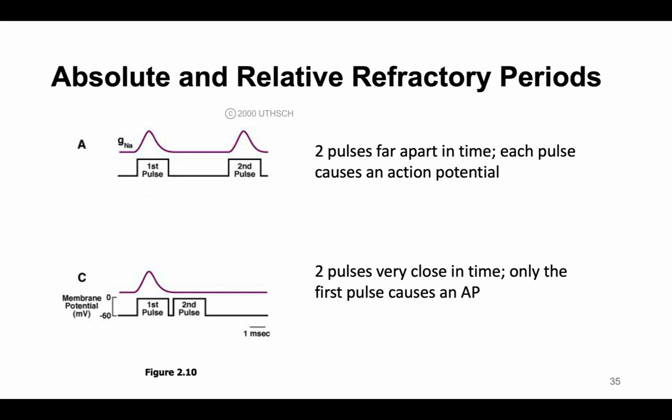This is from Neuroscience Online, and it's providing more information about the absolute and relative refractory periods. And what it's trying to show is that if you have depolarizing input far enough apart, you can get sodium conductance for each of them because the voltage gated sodium channel has had enough time to reset in between. But if you have two depolarizing stimuli too close together in time, you'll get sodium conductance once, but not a second time because that voltage gated sodium channel hasn't had an opportunity to reset.